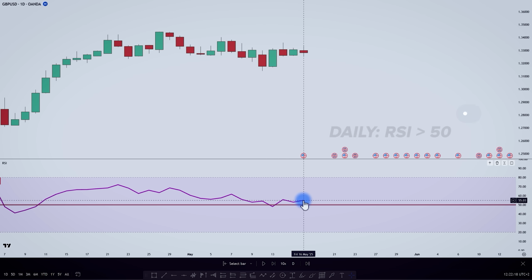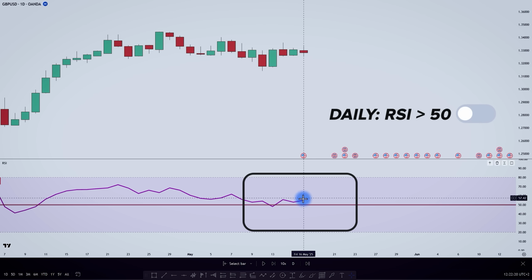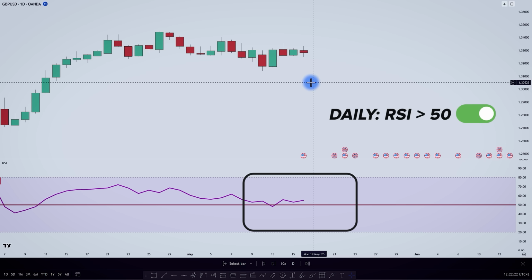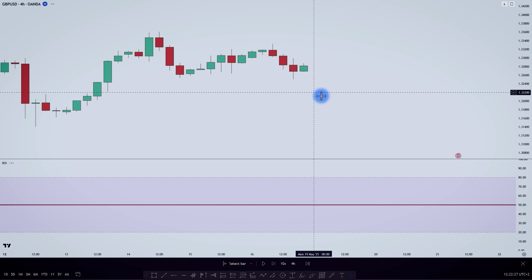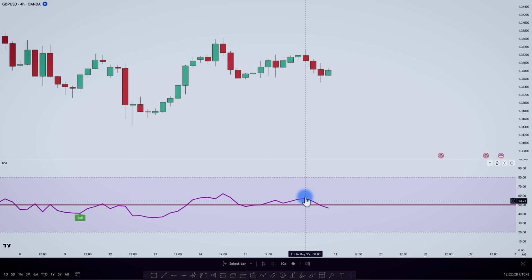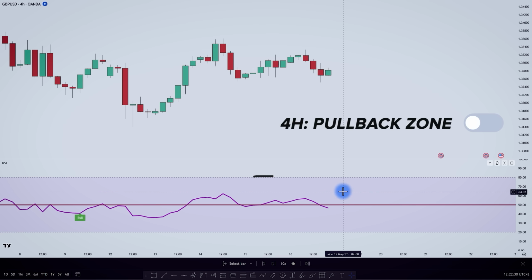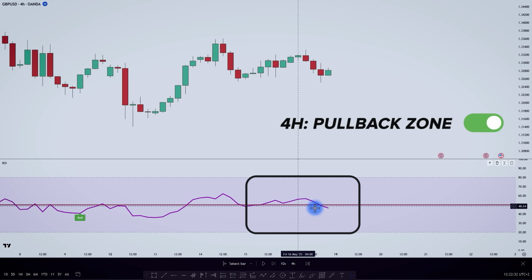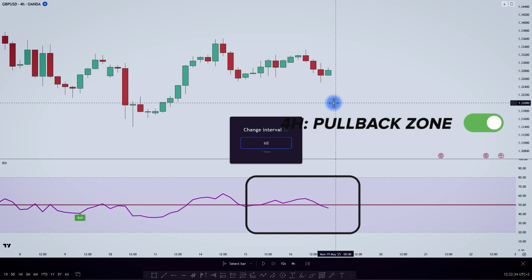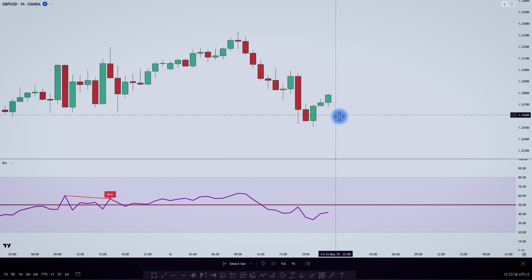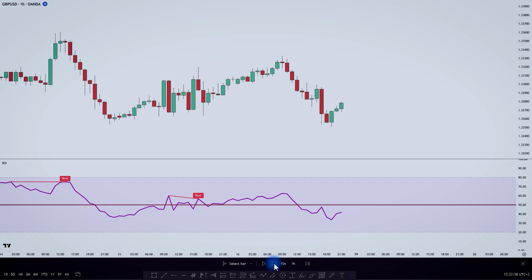Let me show you a perfect RSI setup. Looking at daily chart, RSI is at around 55, above 50. I'm only looking for long trades today. That's my bias locked in. Checking the 4-hour chart, RSI just pulled back slightly below 50 and is turning up. We're in the pullback zone with momentum shifting bullish.